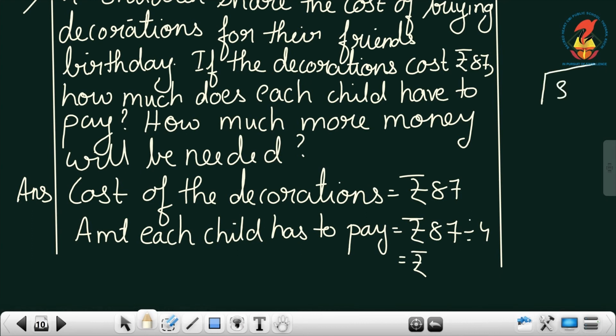So divide and see. 87 divided by 4. 2 4s are 8. When you subtract, you get 0. Bring down 7. 1 4 is 4. When you subtract, you get 3. So how much does each child have to pay? Each child will be paying rupees 21. Okay. So see what is happening, children.